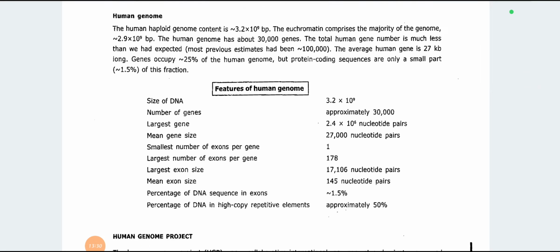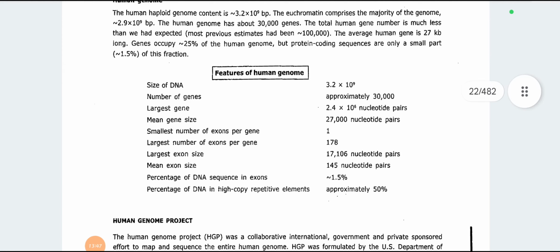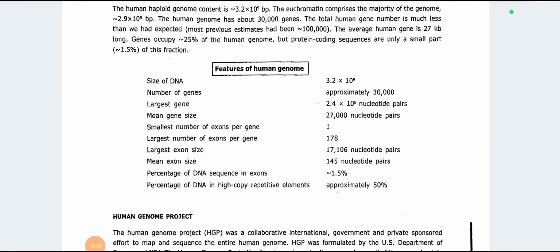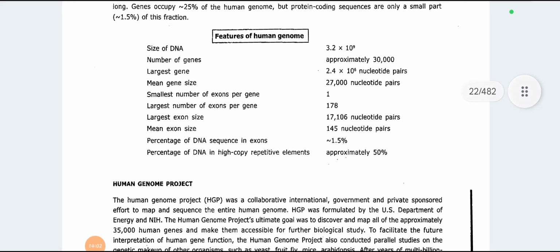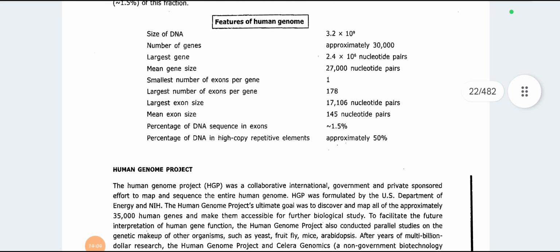Next is the human genome. The haploid genome contains 3.2 x 10^9 base pairs, and the majority is euchromatin. The human genome has around 30,000 genes, which is much less than we had expected. Previously it was expected to contain 1 lakh genes. The average human gene is 27 kb long, and genes occupy 25% of the human genome, of which protein coding sequence is a small part.